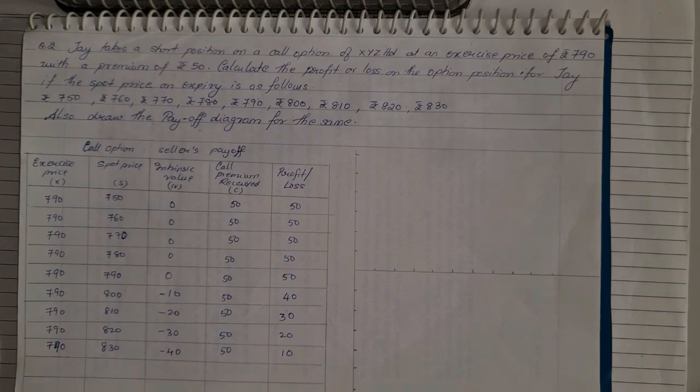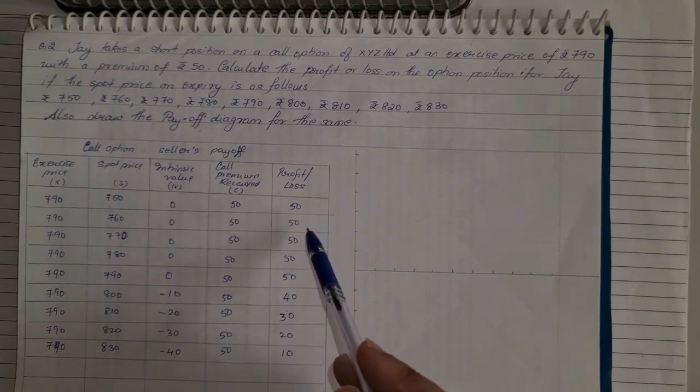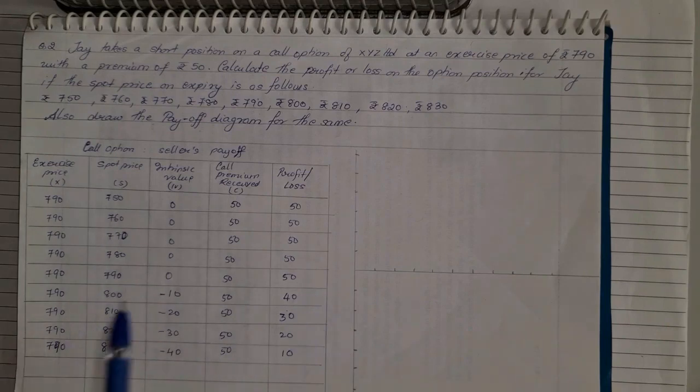So now, if you look at the previous sum and this sum, none of them have gone into losses, but the profit has gradually fallen down. It started off with 50 rupees profit and fallen down to 10 rupees, but it's not gone to the negative quadrant. So now let us try to plot this graphically.